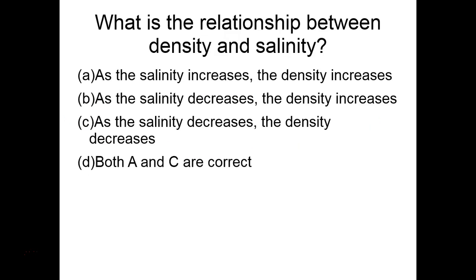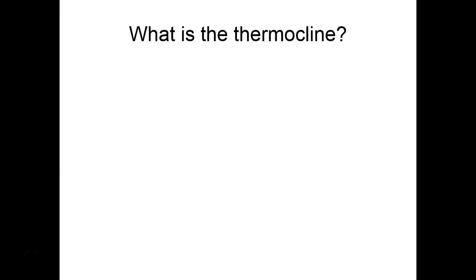What is the relationship between density and salinity? As the salinity increases, the density increases. As the salinity decreases, the density increases. As the salinity decreases, the density decreases, or both A and C are correct. That is correct. Both A and C basically are the same thing, right? As the salinity increases, the density increases, and as the salinity decreases, the density decreases. That's basically showing a direct relationship between density and salinity.